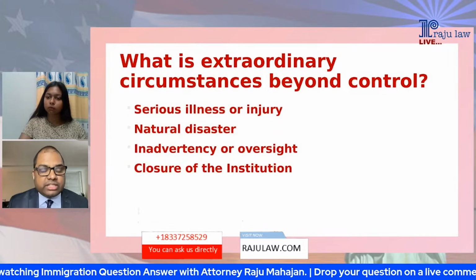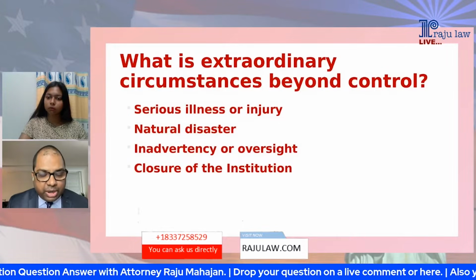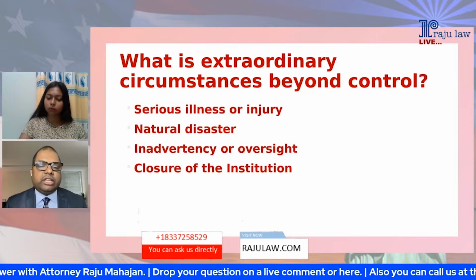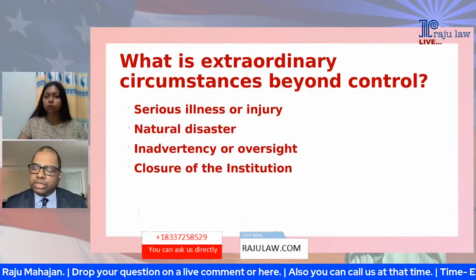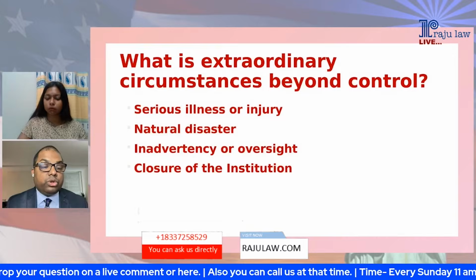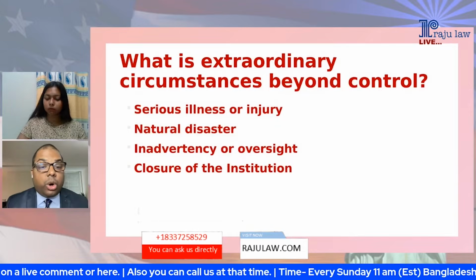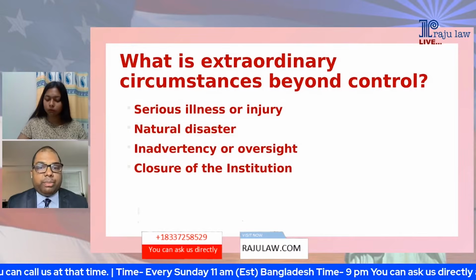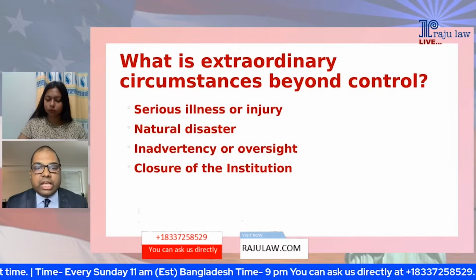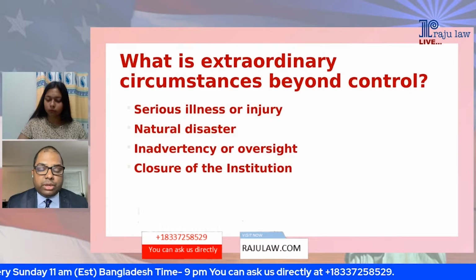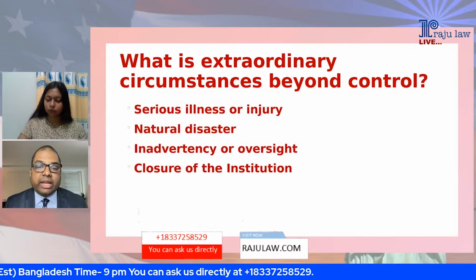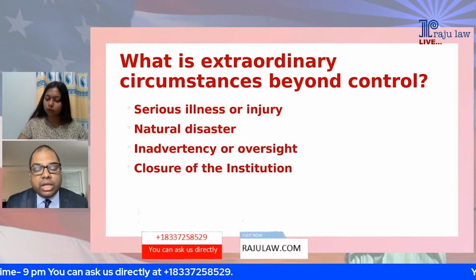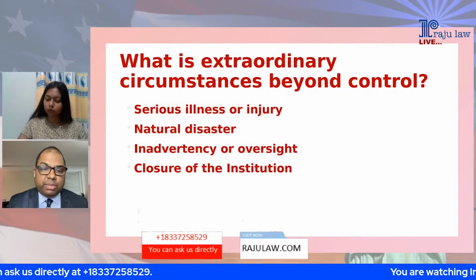Natural disaster. Let's say there's a natural disaster in your area where you are living. Let's say you live in New York and there's a huge natural disaster. Because of the disaster, you could not continue your F1 status. Or the natural disaster can be in your home country, because let's say your parents live there, and because there was a natural disaster, you had lost contact with your parents, you were stressed. That could be one ground of reinstatement.